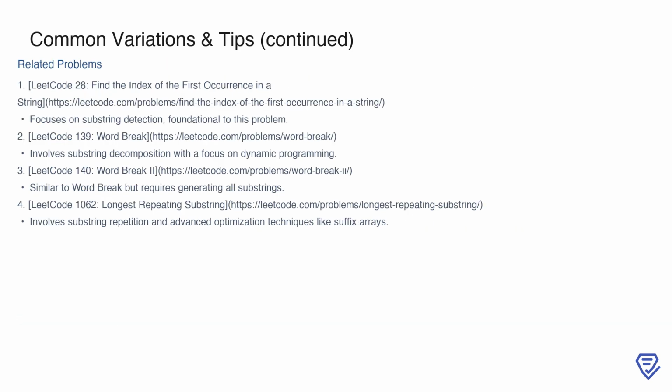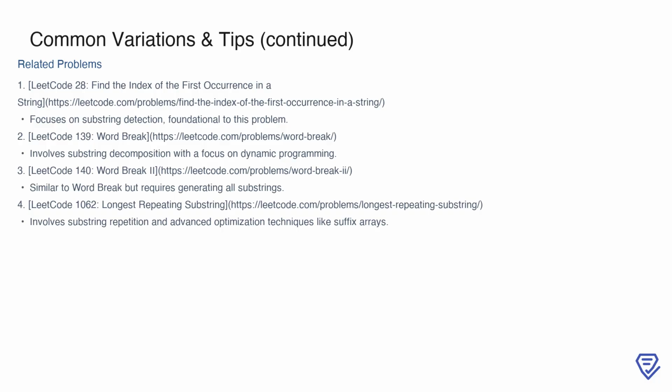This problem is closely related to several others on LeetCode that build on similar concepts. For instance, problem 28, which involves finding the index of the first occurrence of a substring, is foundational for understanding substring detection. Problem 139, word break, introduces substring decomposition using dynamic programming techniques, while problem 140 extends this to generate all possible substrings, requiring a more exhaustive approach.